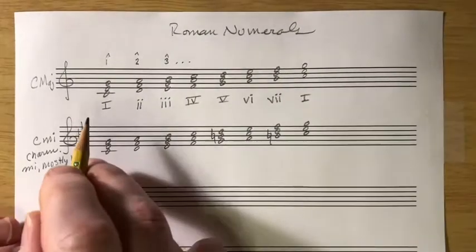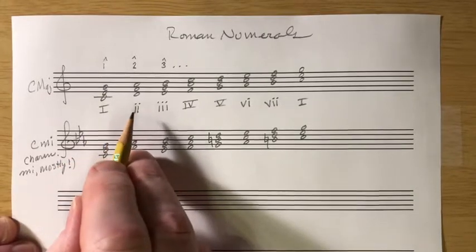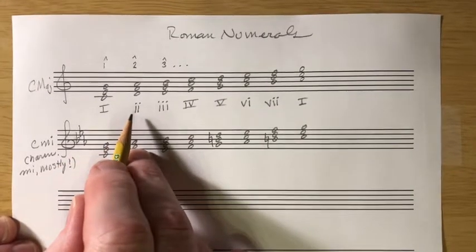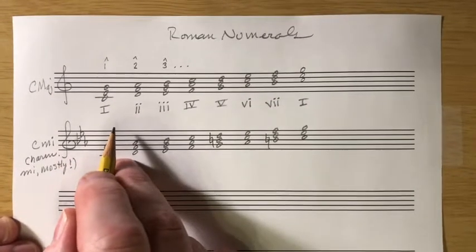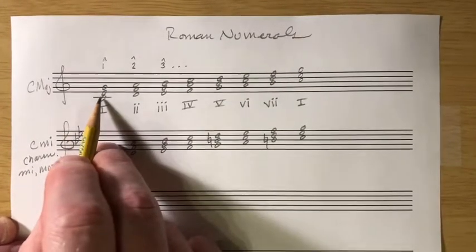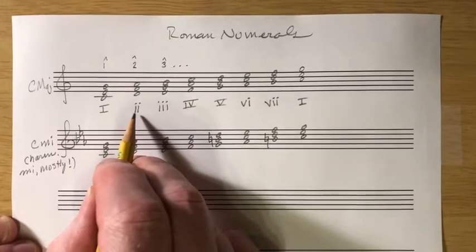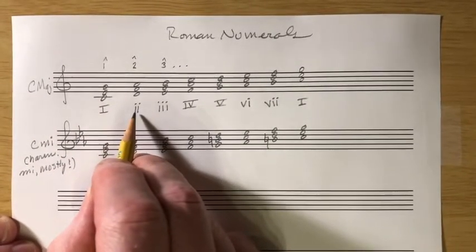You'll notice that some of the Roman numerals are capital and some of the Roman numerals are small. Why is that? Well, the capital ones are for the triads that happen to be major in the scale. C, E, G is major. The small Roman numerals tell us that the triad is minor.